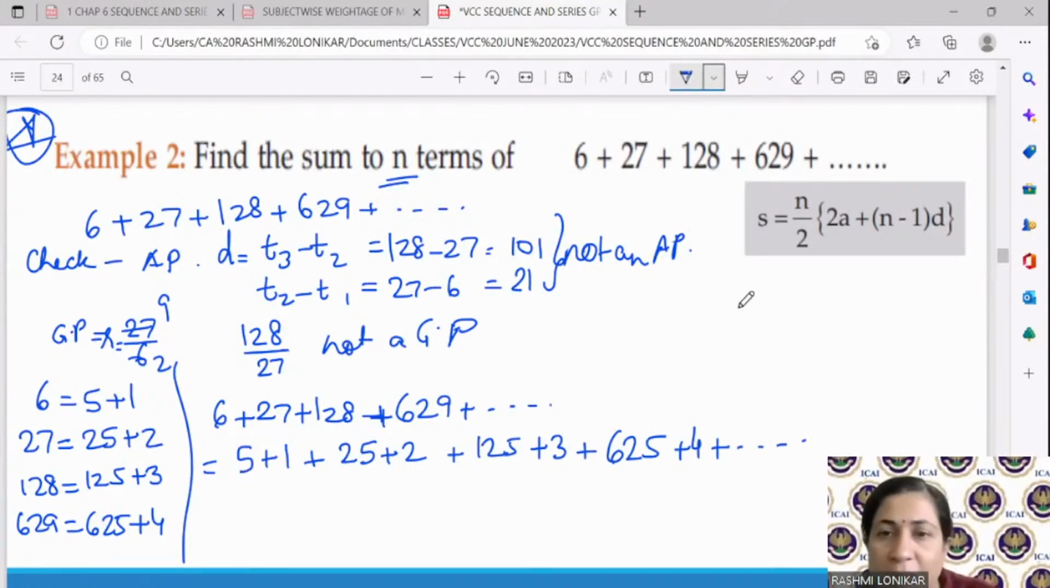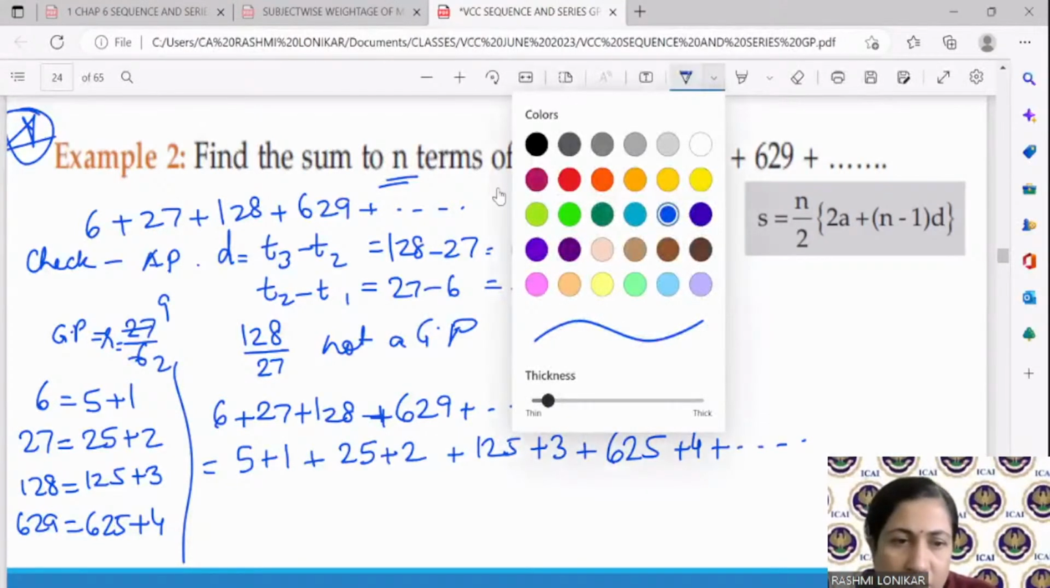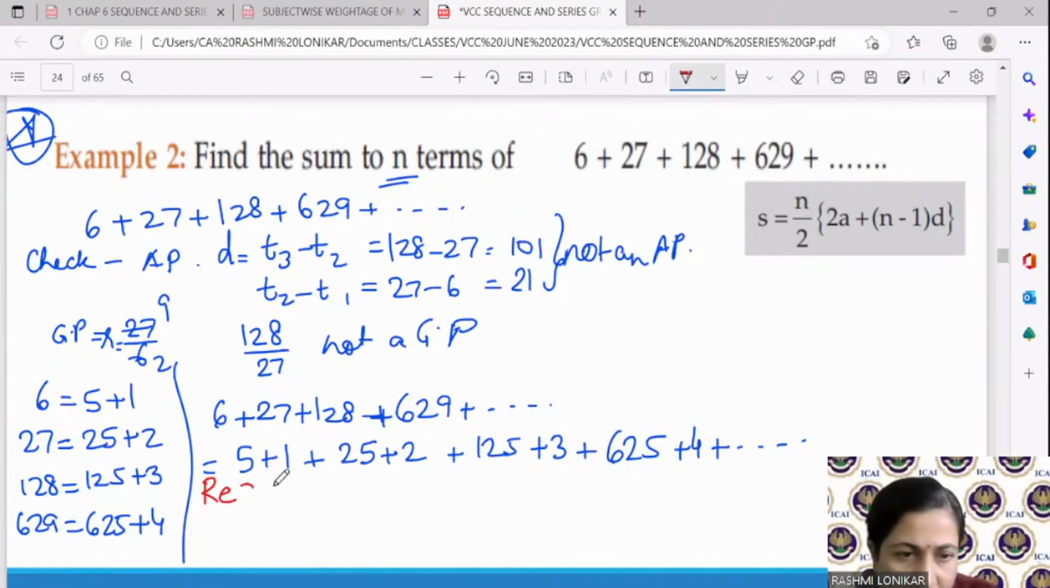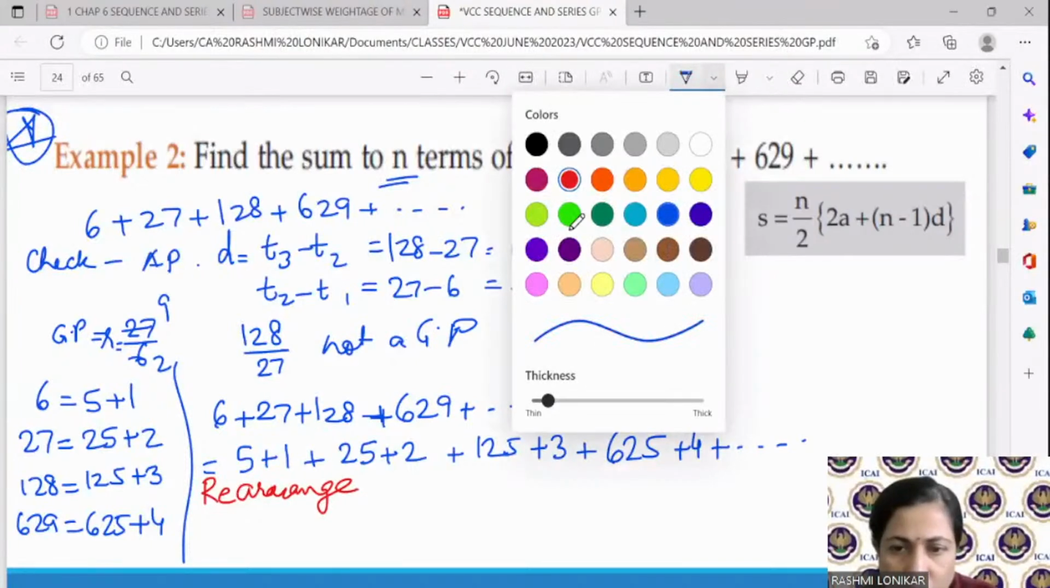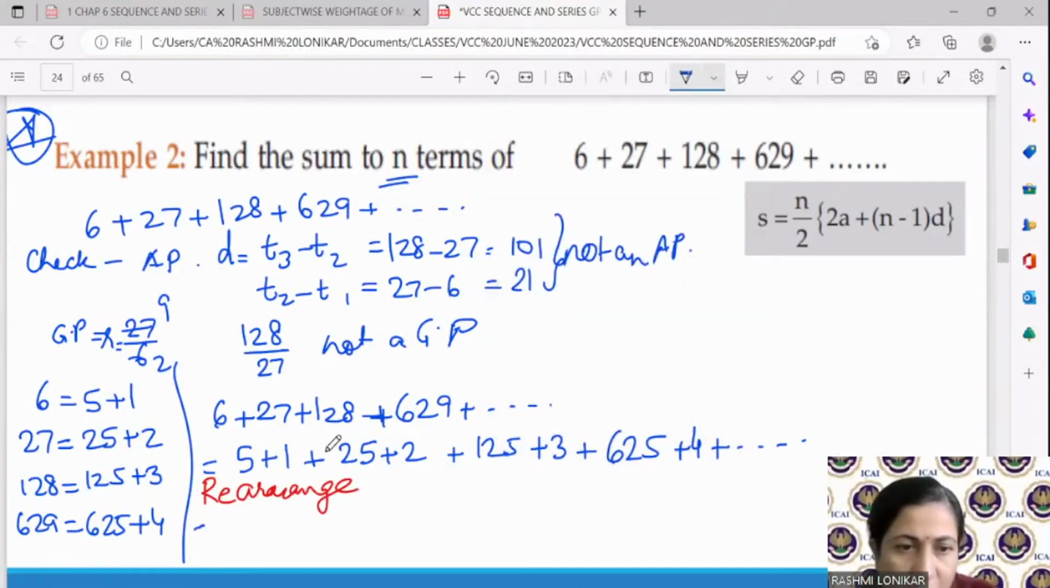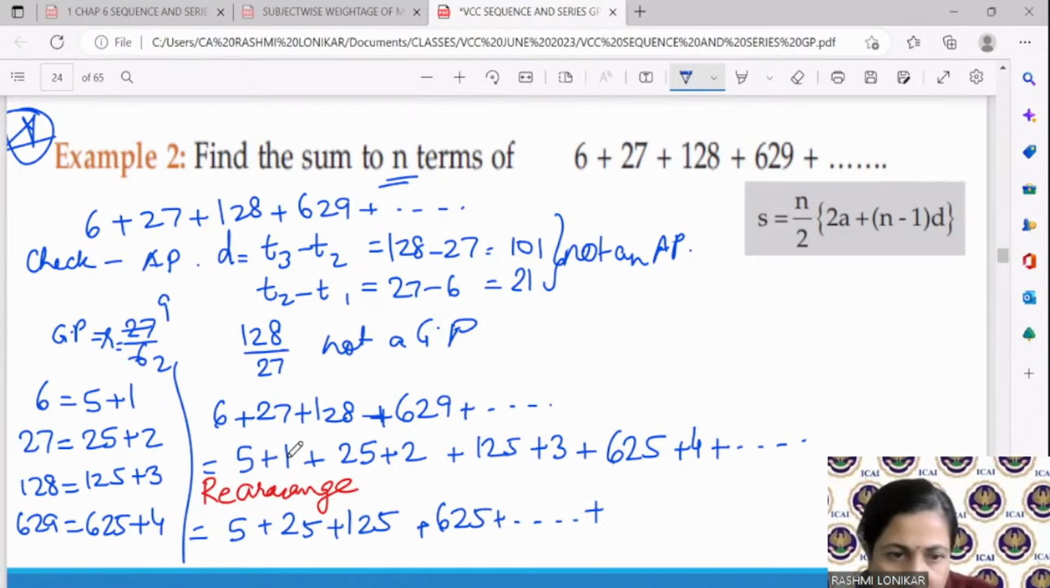Now, I will rearrange. So, a very important word is rearrange. I write down all the terms with 5 first. So, 5 plus 25 plus 125 plus 625 and so on. Plus, I will write the other terms 1 plus 2 plus 3 plus 4 and so on.